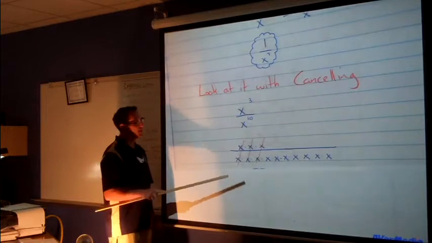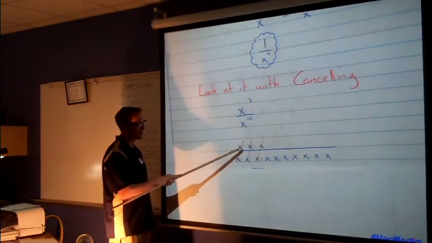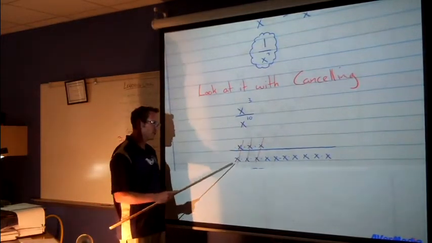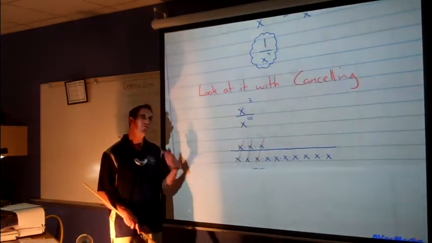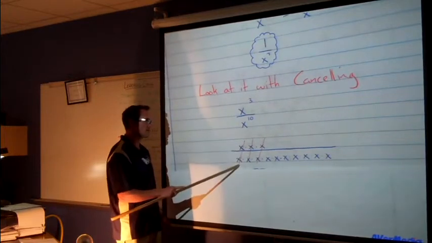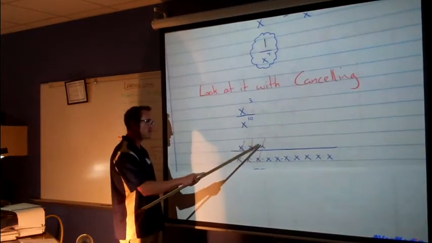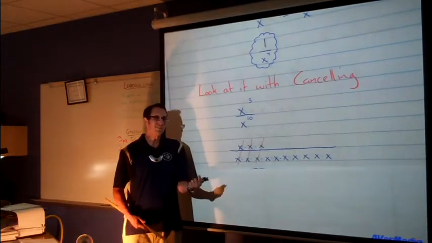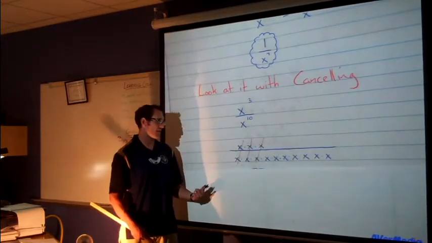Canceling stuff. If you have the same thing on the top of a fraction as it is on the bottom of the fraction, we know by now you can cancel it. If something in the numerator is the same as the denominator, that equals 1, so it can be canceled. You can cancel one of these, two of these, three of these. And so you have to think, all right, well, what's going to be left after I do all that?